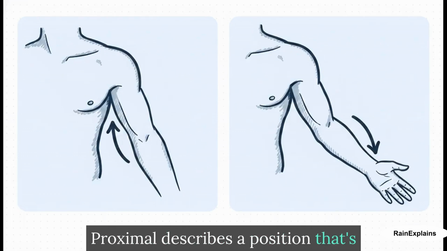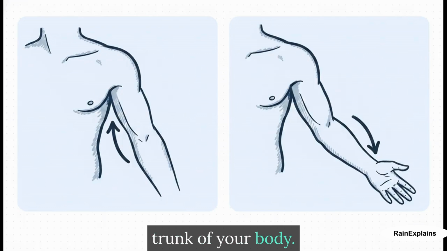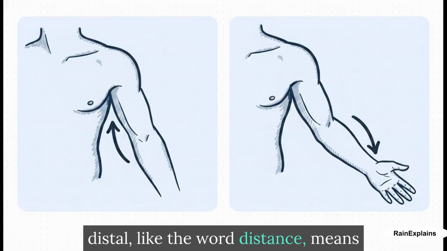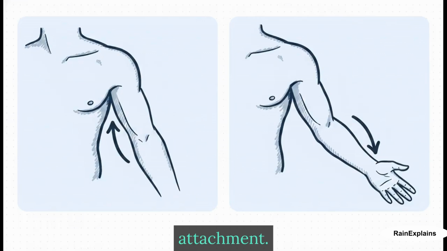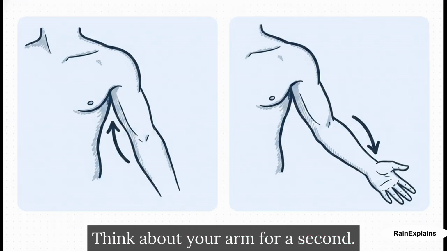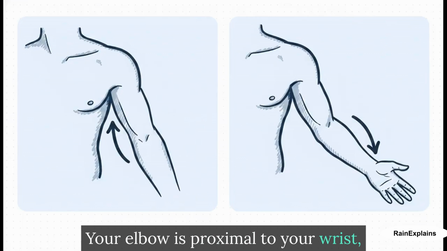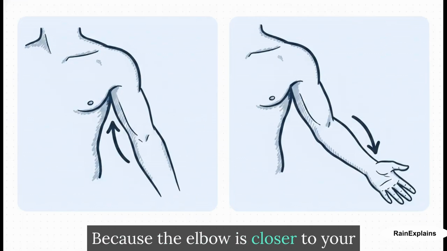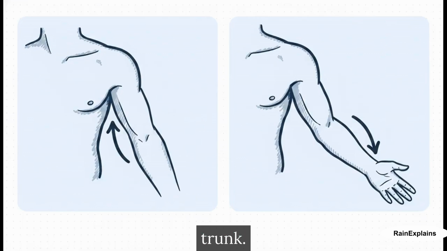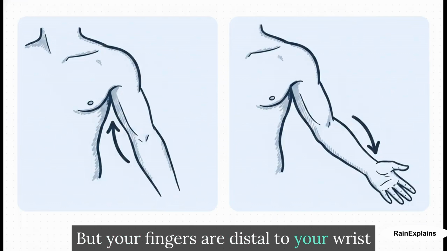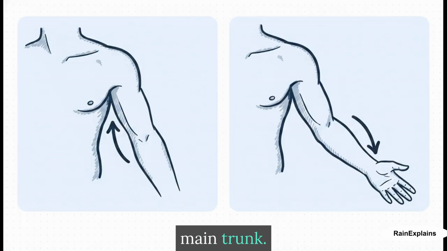Proximal describes a position that's nearer to the point of attachment to the trunk of your body. Distal, like the word distance, means farther away from that point of attachment. Think about your arm for a second. Your elbow is proximal to your wrist, right? Because the elbow is closer to your shoulder joint, where it attaches to the trunk. But your fingers are distal to your wrist because they're further away from that main trunk.